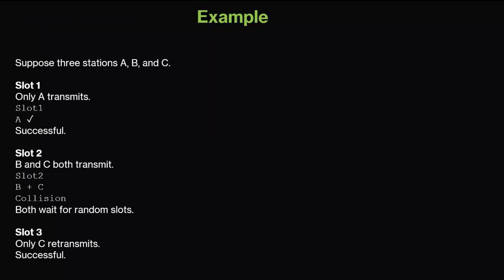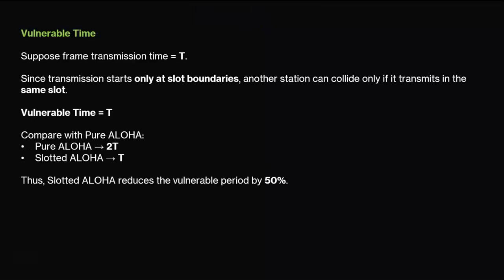Fine. Let's look at a quick example with 3 stations, namely A, B, and C. Slot 1. Only station A transmits. What is the result? Successful. Slot 2. Both station B and C try to transmit at the same time. What's the result? Collision. Both back off and wait for random slots. Slot 3. Only C retransmits this time. Yes, result is successful.